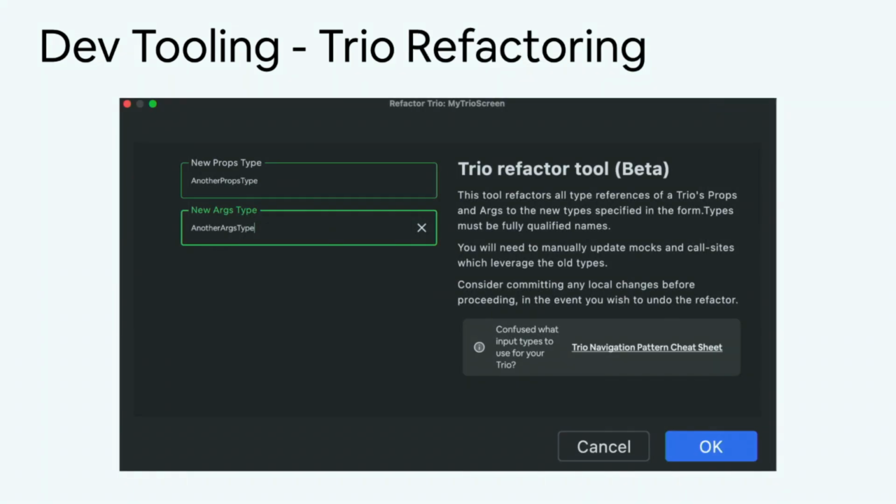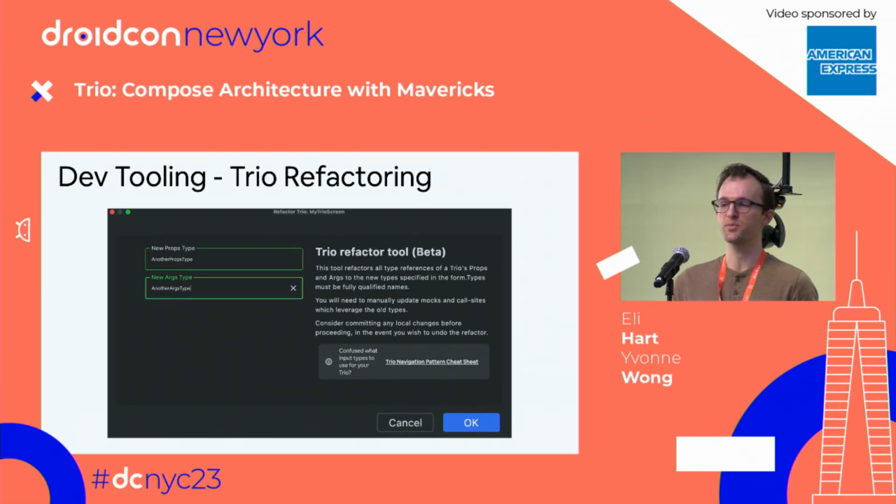One piece of feedback we heard from engineers was that it was tedious to change the args or props type of a Trio, since it is used in many different files. We leveraged our IDE plugin to provide a tool to automatically change these values, making this workflow much faster.